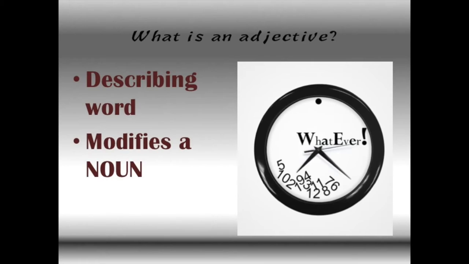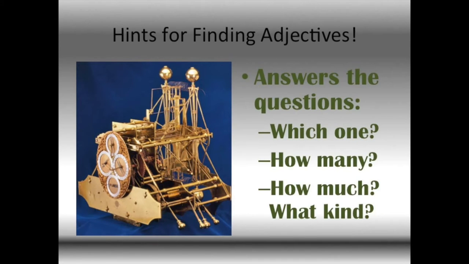And sometimes you see this word modify, and I want to make sure you understand what it means. If you have modified something, it means that you've made some change to it or improved it in some way. So an adjective is a word that is adding to or changing the noun by giving it a little bit more of a description. Adjectives work in a sentence to modify the nouns by answering one of these questions. Which one? How many? How much? Or what kind? Every adjective will answer one or more of these questions about the noun it is modifying.